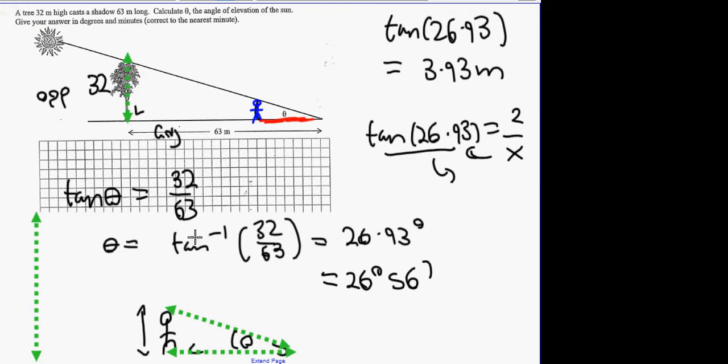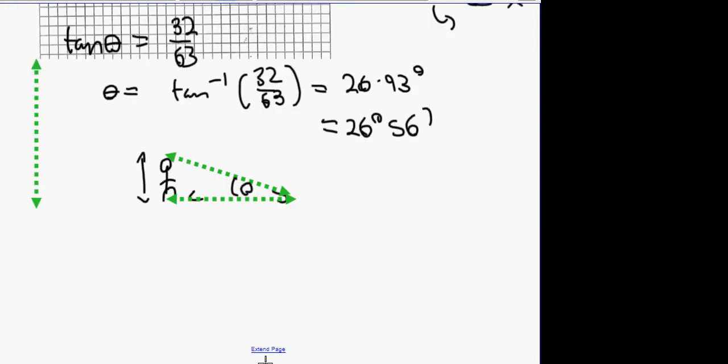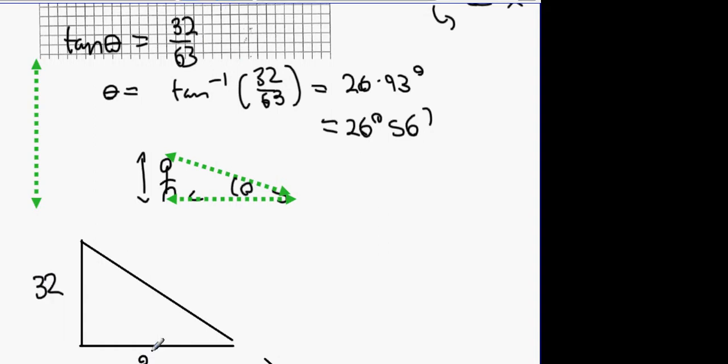Now, there's a second way of doing this. The second way is what's called similar triangles. Similar triangles basically mean, if this is the height of the tree and this is the length of the tree, the height of the tree is 32, the length of the tree is 63. Remember what similar triangles are. They're enlargements of each other. If I say the person is 2 meters tall and I want to know the length of his shadow, that's the person's height. On the bottom in red is his shadow. In the green here is the tree. In the purple on the bottom is the tree's shadow.